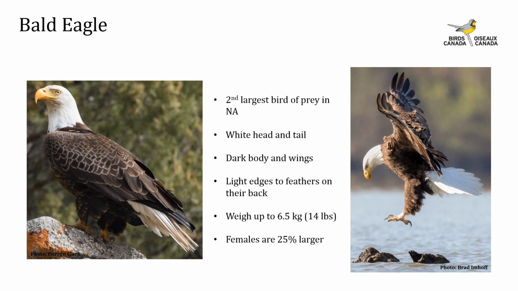They're the second largest bird of prey in North America next to the California condor. Of course, that white head and white tail with dark body and wings are the distinctive features. And something often overlooked is that light edging of the feathers on their back. Their weight ranges anywhere from 3 to 6.5 kilograms, and the females are 25% larger than the males.